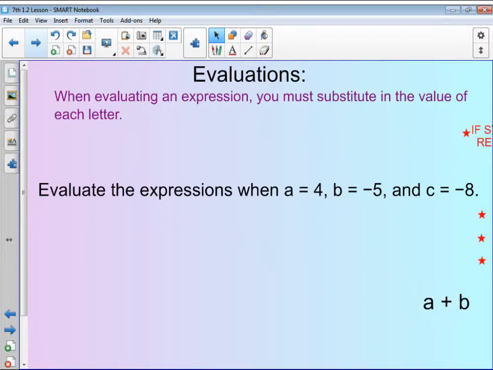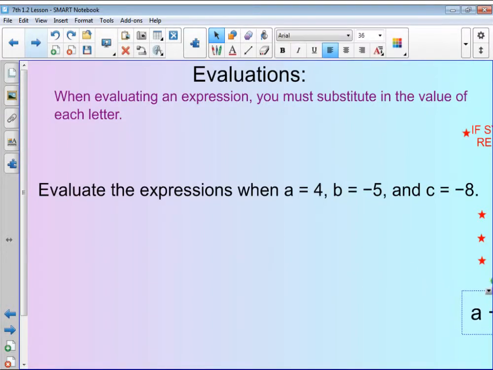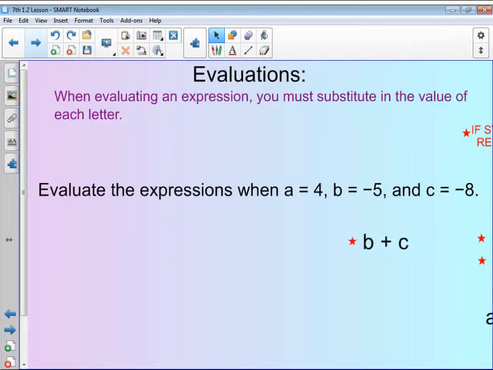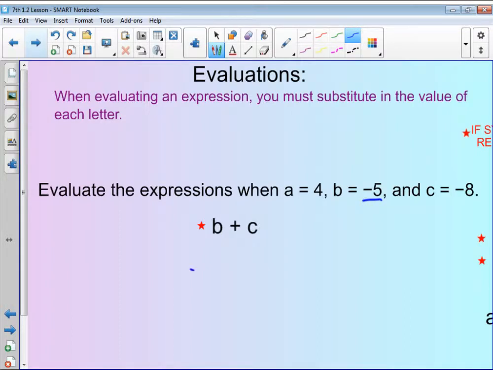So let's try another one. Okay, so let's try B plus C. So basic substitution. Here's my B. It's negative 5. So negative 5. Plus my C is negative 8. So plus a negative 8.